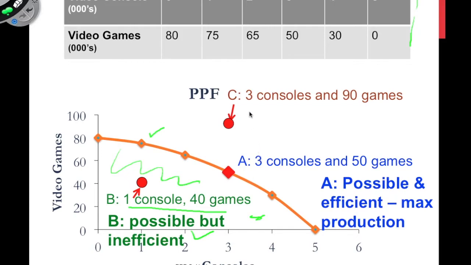This combination, on the other hand, 3 consoles and 90 games, is not on the line either, because that's a combination that's impossible. Given the level of resources and technology that we have, we cannot get to this combination. So all the combinations on this line represent possible combinations that the economy can produce, and also efficient combinations, the maximum combination that we can produce.